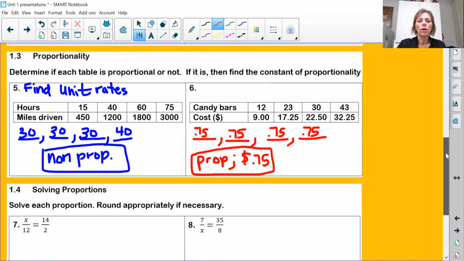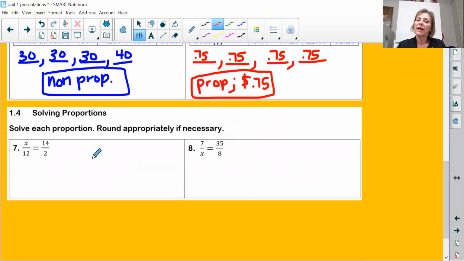Okay, and we have 2 more. You will have to solve a proportion, round appropriately if necessary. What I'm going to do is notice the cross products. I'm going to start with the variable, 2 times x equals, and the other way is 12 times 14. So I'm going to say 12 times 14 is 168.